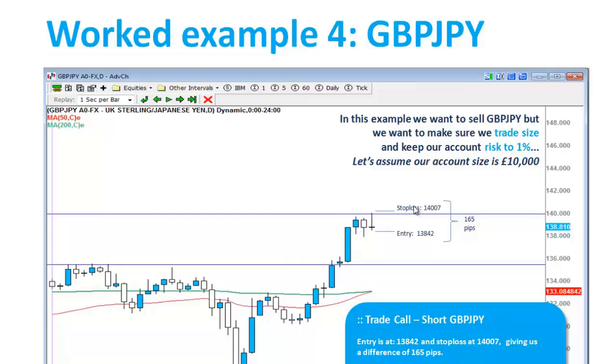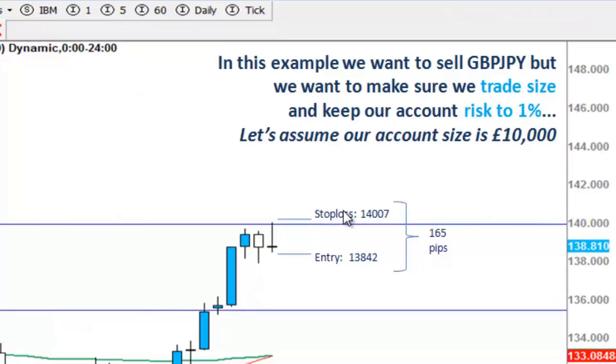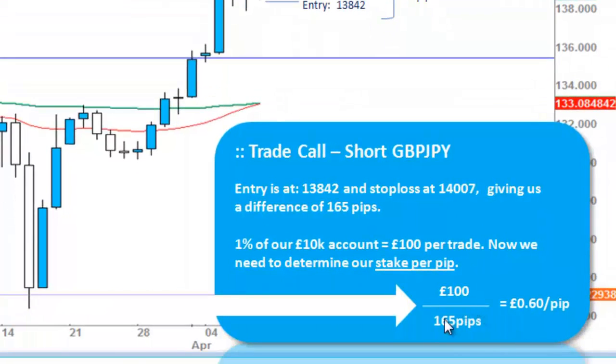Let's take a look at pound yen, also known as the twisted sister, and our £10,000 account here. We're looking to sell off this high test bar, off this level at 140, or 1400. Our entry is just below the low of the bar at 1384, and our stop loss is just above the high at 1400, giving us a difference of 165 pips between our entry and our stop loss. We risk 1% of our account, which is £100, divided by the difference between our entry and our stop loss, giving us 60 pence per pip. We don't want to risk any more than that for our stake size with our broker.